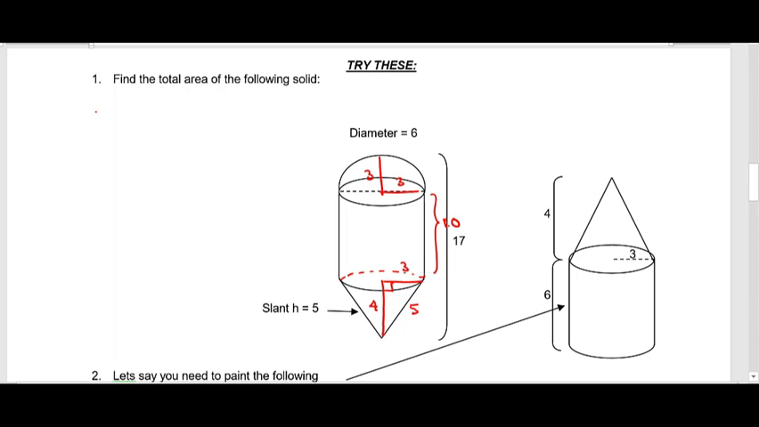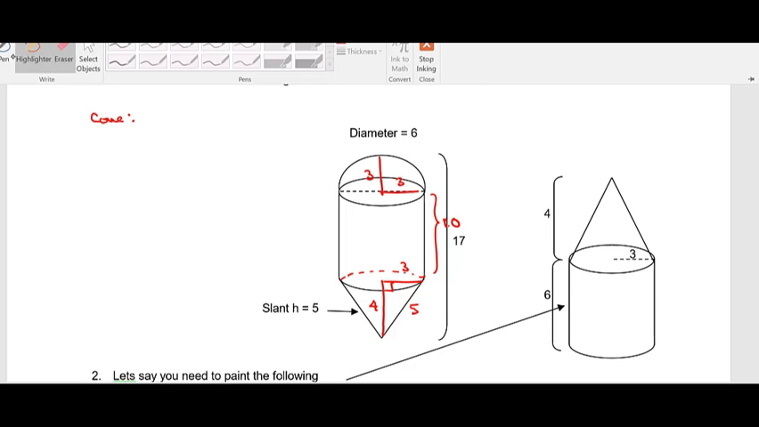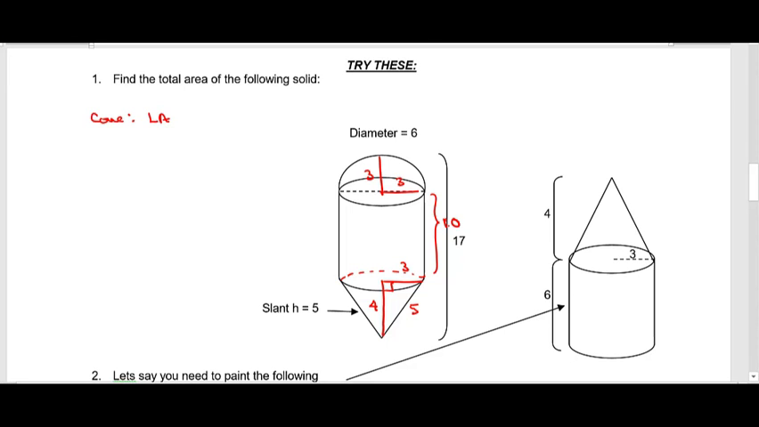So for the cone, we're going to be looking at just the lateral area here, and we'll talk about why. We're not going to talk about the base. For the cone, it's just going to be pi r l. The radius is going to be 3 and the slant height is 5, so we're looking at 15 pi as the lateral area for the cone.